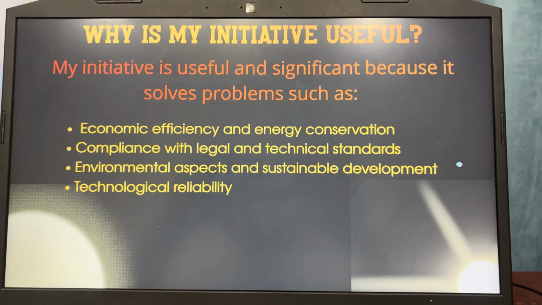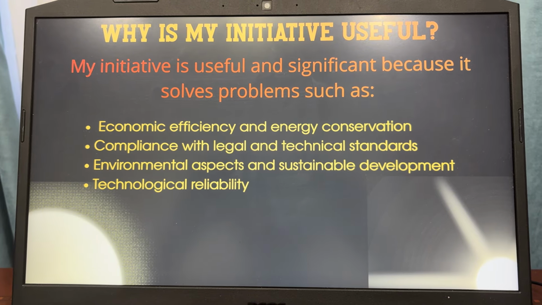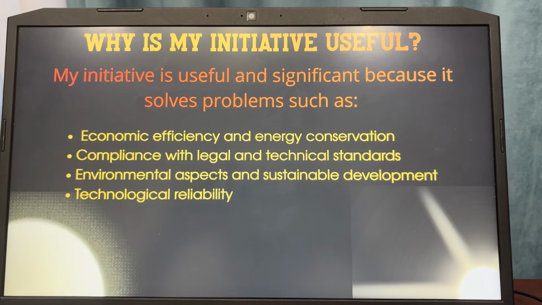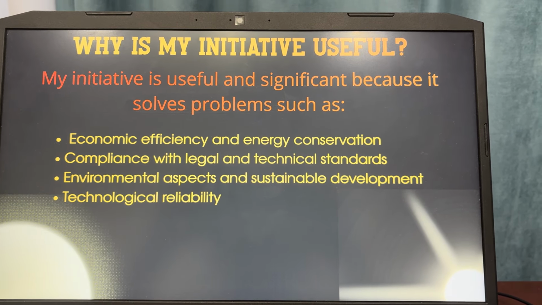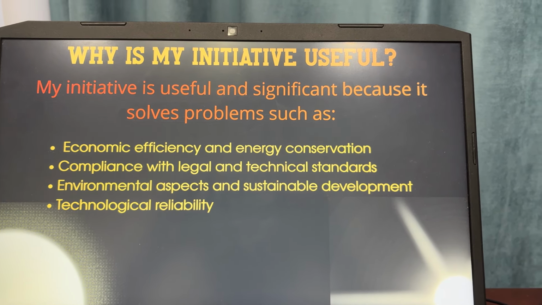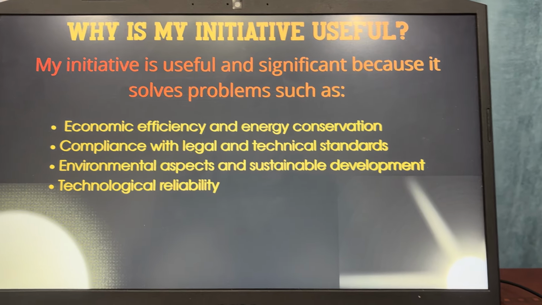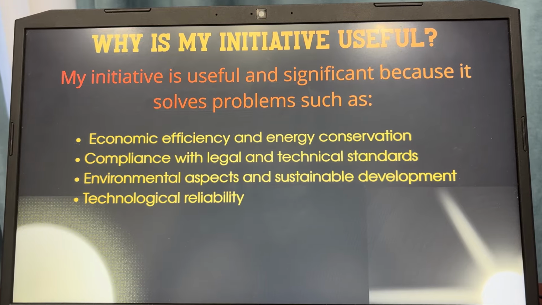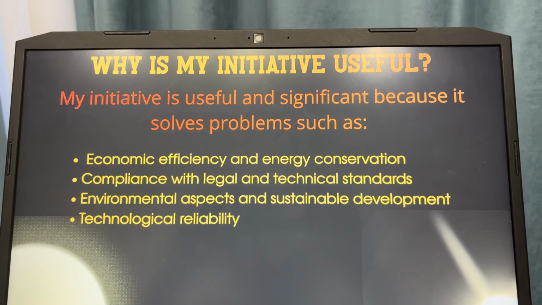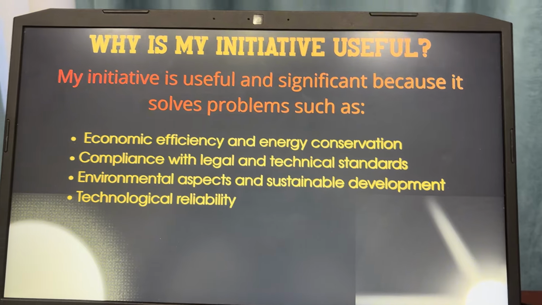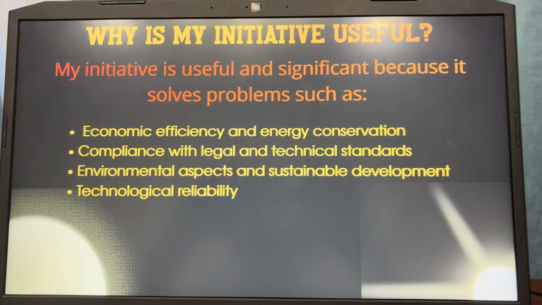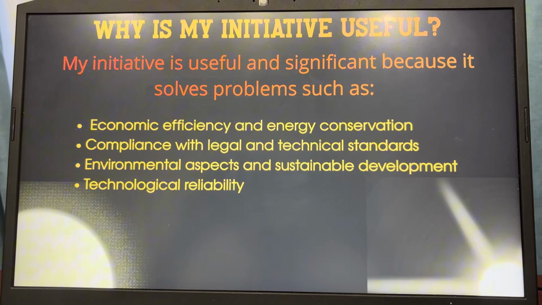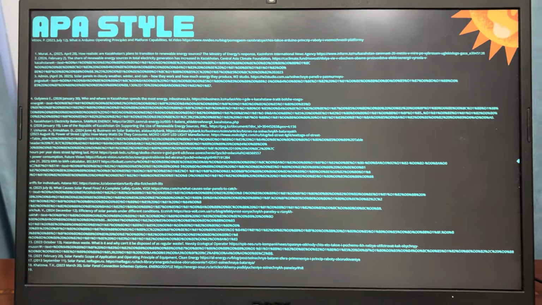Why is my initiative useful? My initiative is useful and significant because it solves problems such as economic efficiency and energy conservation, compliance with legal and technical standards, environmental aspects and sustainable development, and technology reliability. So my initiative is not only for my home country, Kazakhstan, but for other countries that have energy problems and deficit.